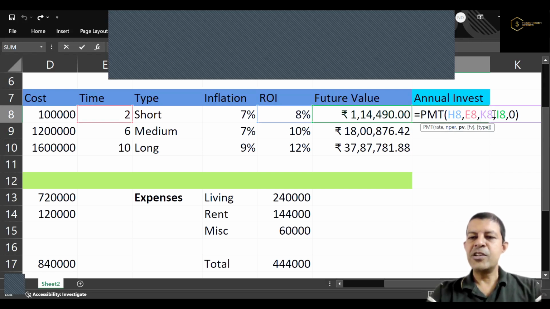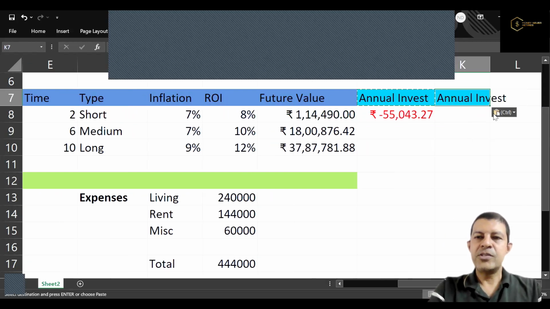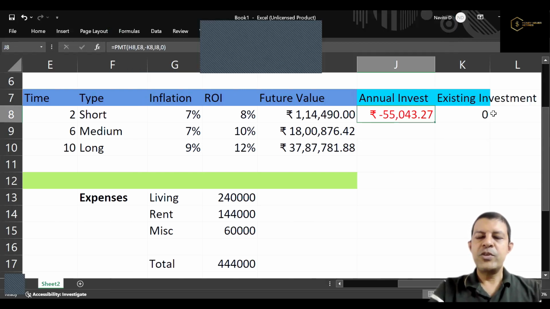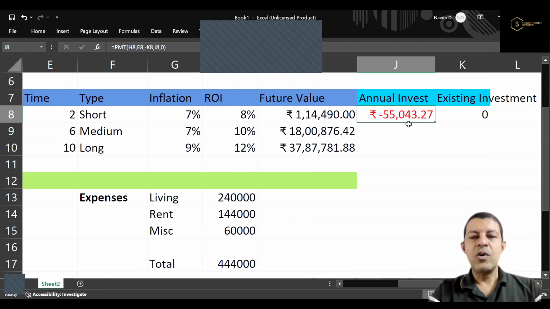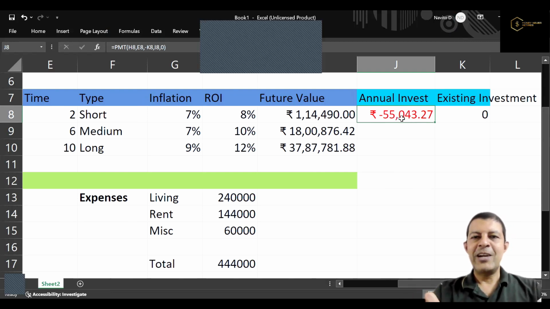If he has any existing investment, it goes from the pocket, so it's always minus. Right now, existing investment is 0 for this particular case. So we see that he needs to invest 55,000 at the end of the financial year. And then at the end of the second financial year, again 55,000. So 55,000 invested at the end of the first financial year will earn interest at the end of the second financial year.